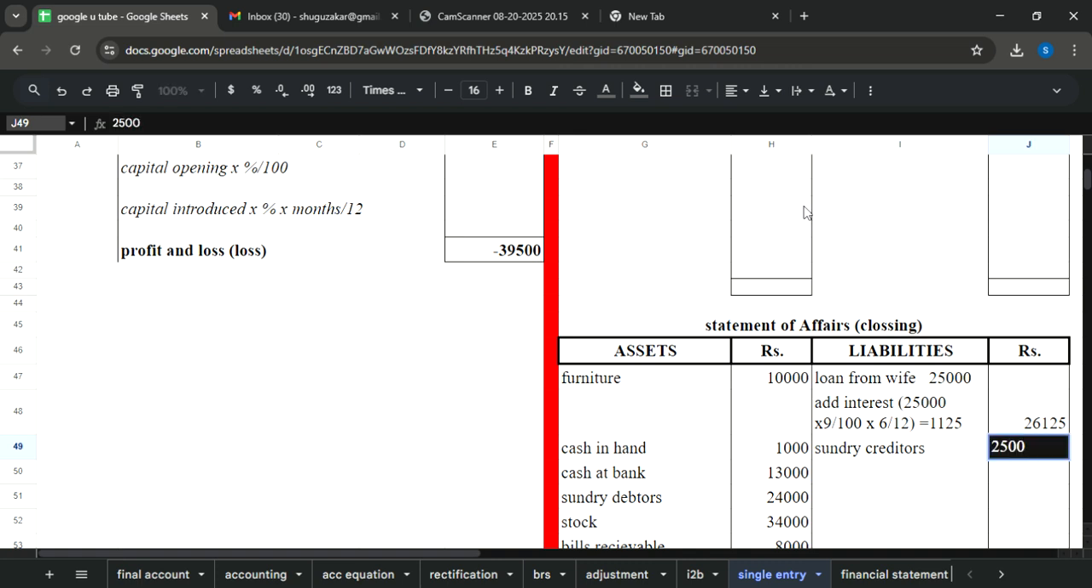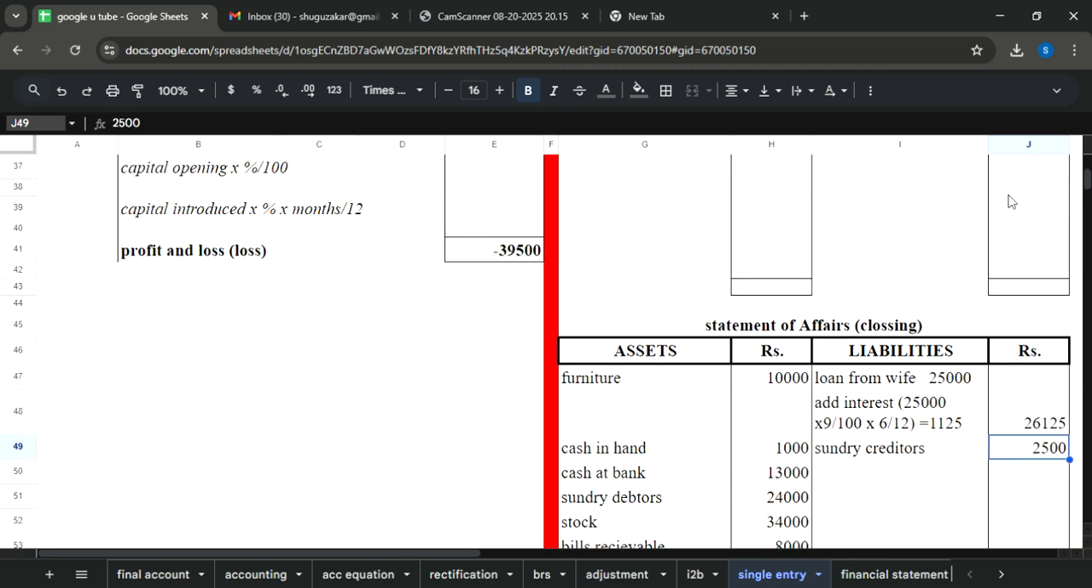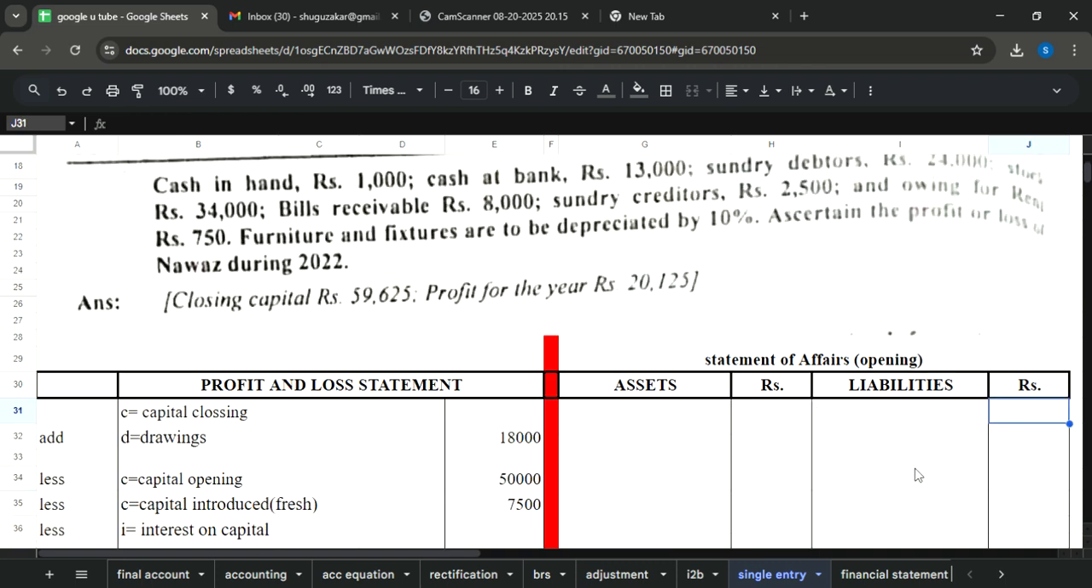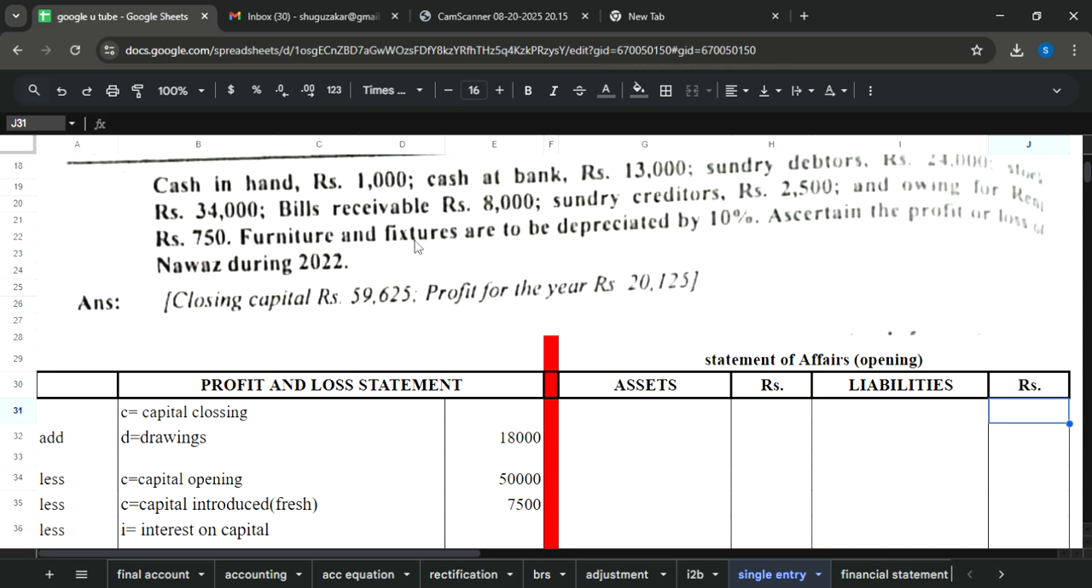After that we have owing for rent. Note it down, owing means outstanding. Outstanding is a liability. So here on the liability side, you will mention rent owing, the amount of which is 750. Just put 750 over here.